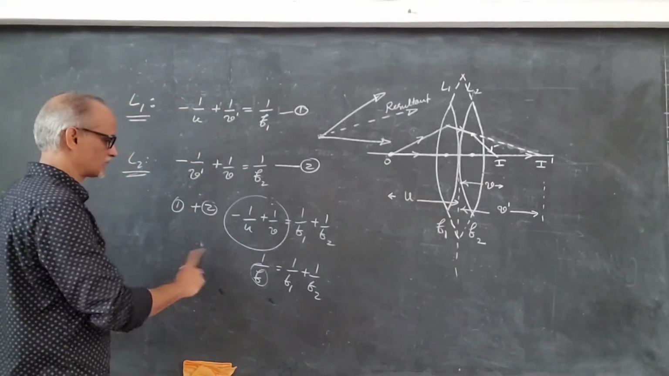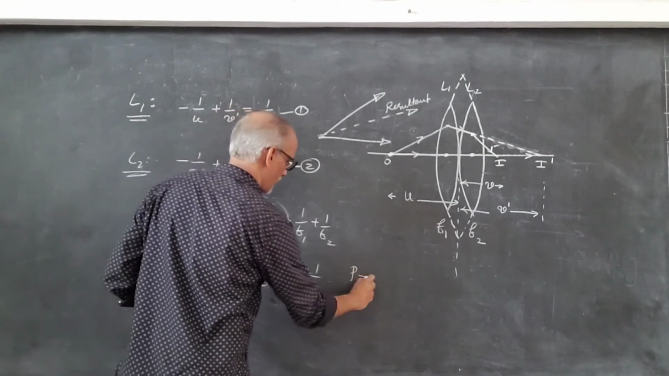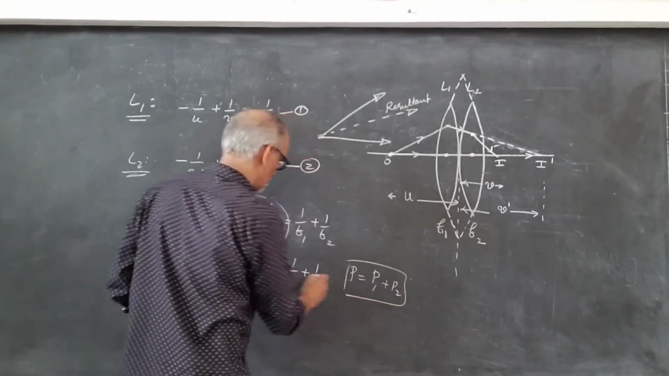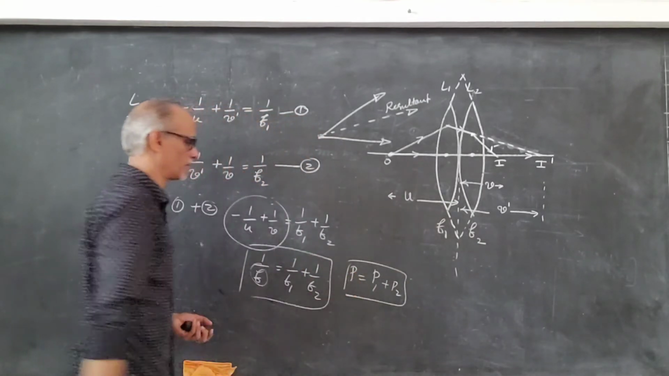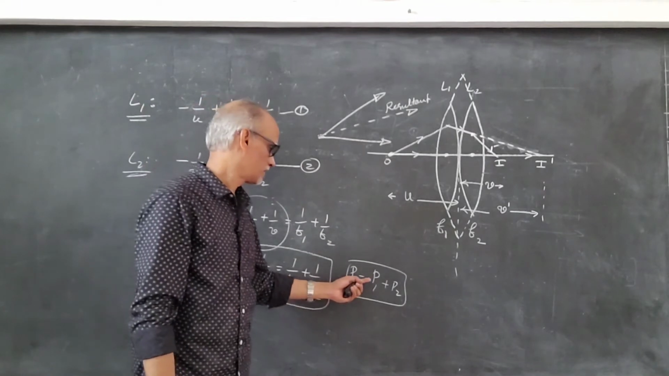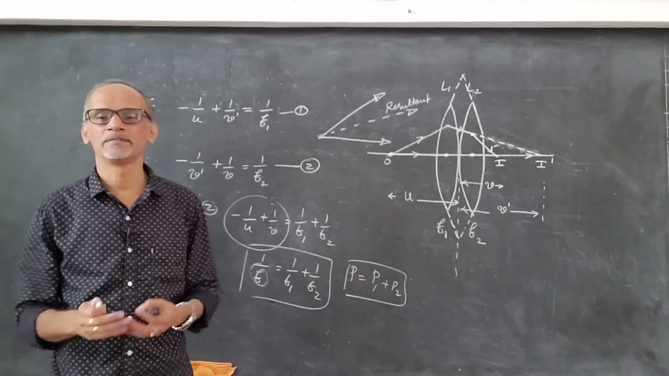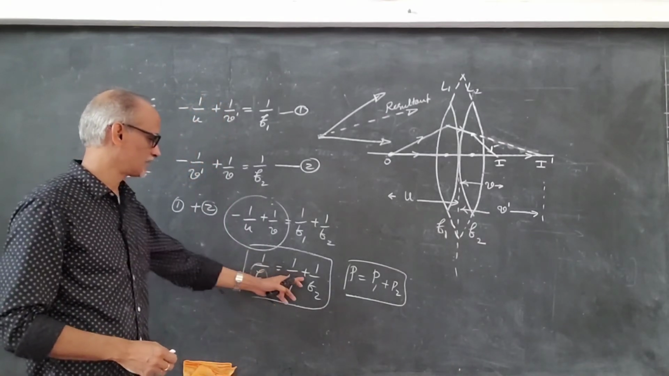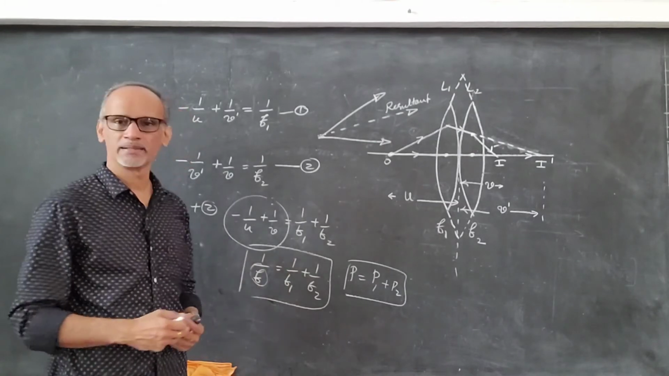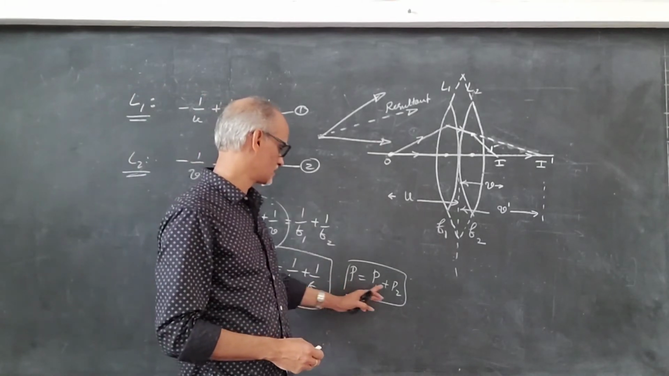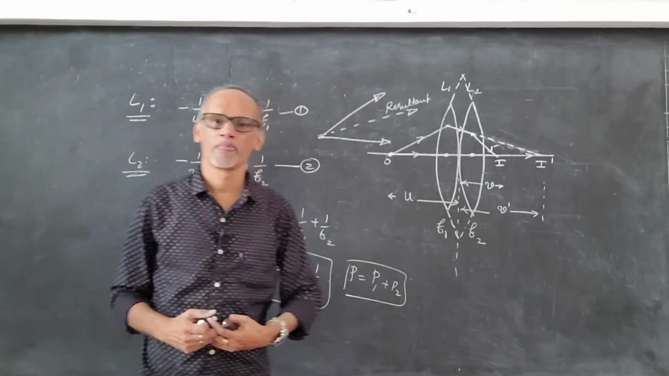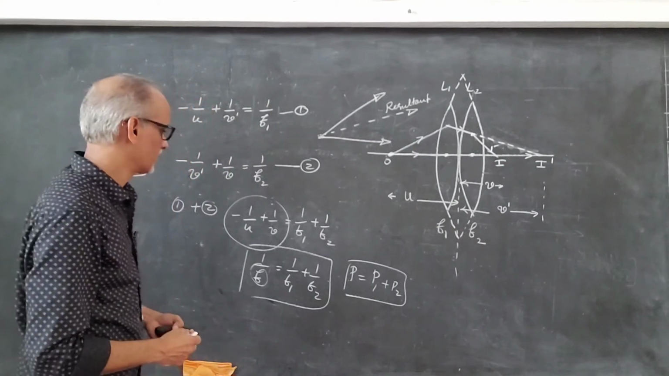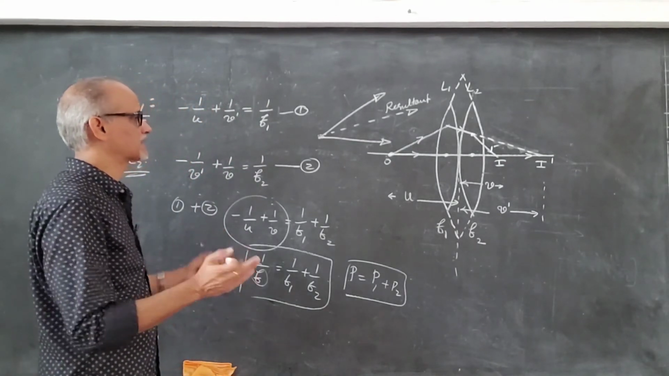So now, what is the relation for the power? 1 by f is nothing but P, and 1 by f is equal to P1 plus P2. So the effective power of the combination is equal to the sum of the powers of the individual lenses. The reciprocal of the effective focal length is equal to the sum of the reciprocals of the individual focal lengths. But here, the effective power of the combination is equal to the sum of the powers of the individual lenses. So this is how we can find it whenever lenses are placed in contact.